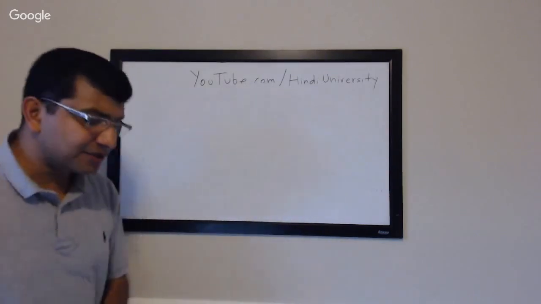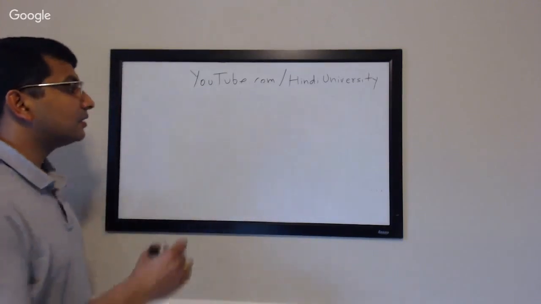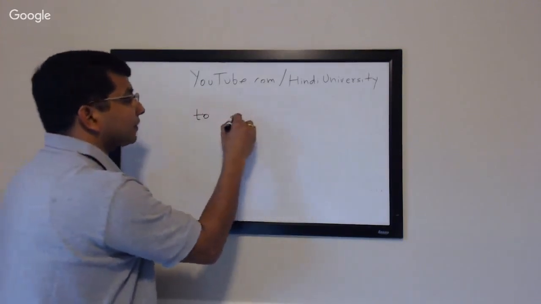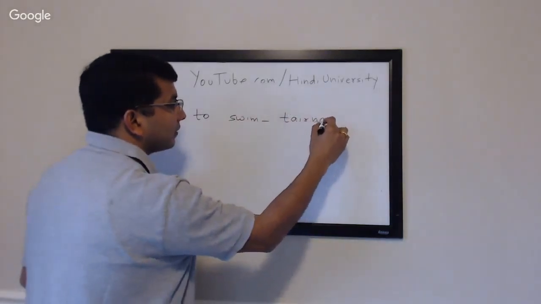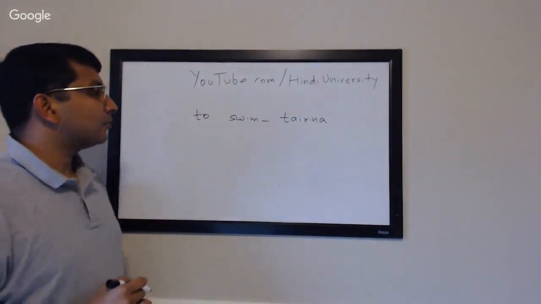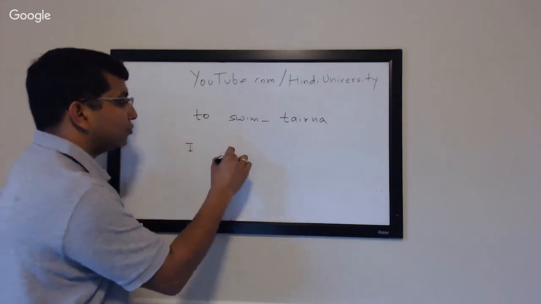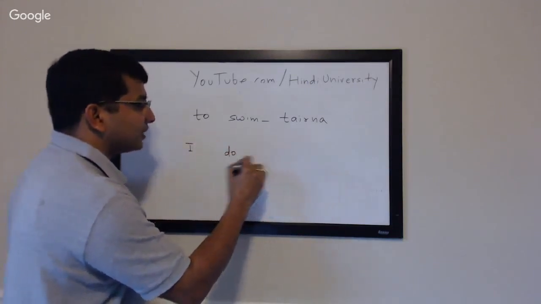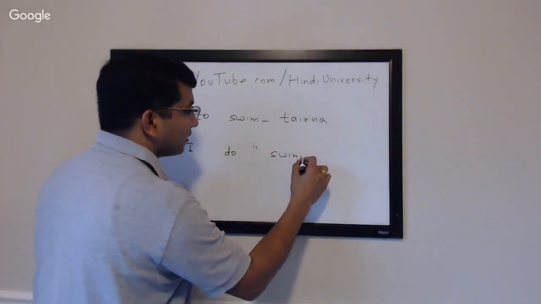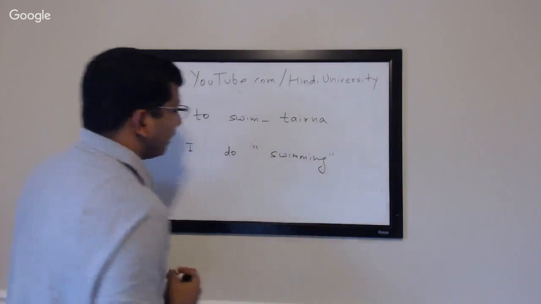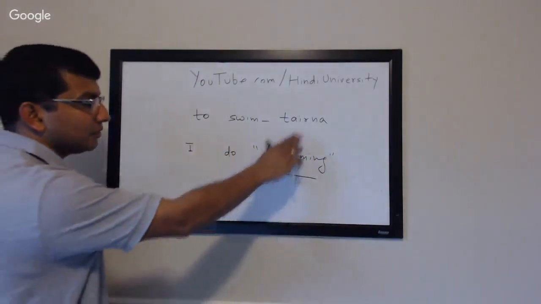And another interesting thing about this word is, let's say you're not familiar with another verb called to swim. To swim is tärna. Okay, you're not familiar with the verb in Hindi, and you want to say I do, like in the earlier example you said I do homework, and you want to say I do swimming. Okay, you can use the word as it is. You don't have to know tärna.